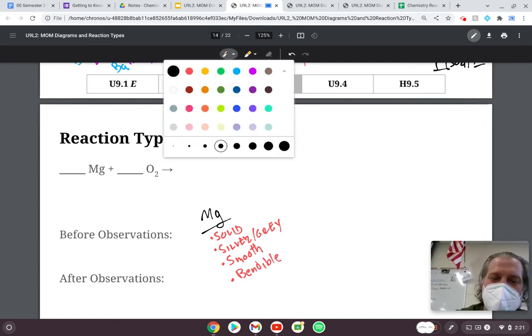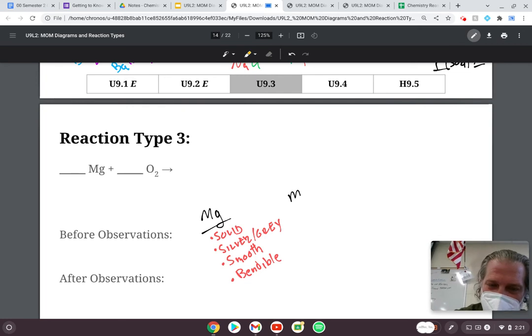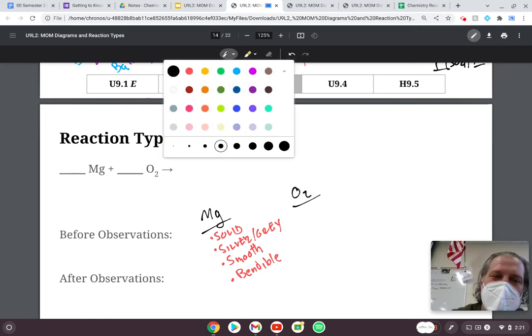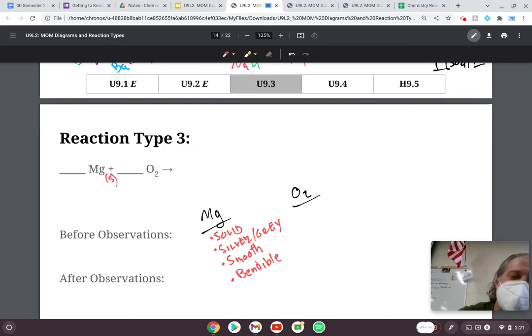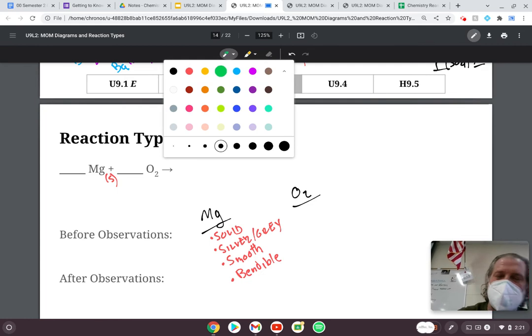The next thing that we need to talk about in terms of reactants is O2. So if magnesium is a solid, what I need you to do right now is take a look around at the oxygen. It literally is everywhere. So what state of matter could one say is oxygen? It is a gas.